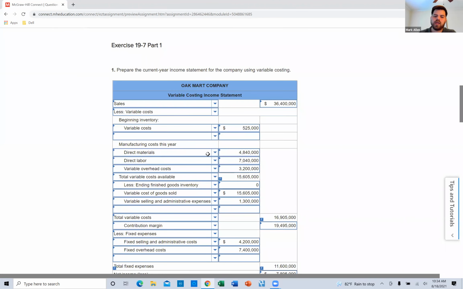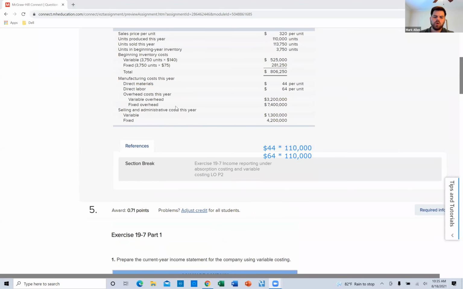And then of course they tell us we incurred some manufacturing costs this year. So for direct materials, they told us the per unit cost was $44. We'll take that 44 times the number of units that we actually produced this year, 110,000, and that's where the 4,840,000 comes from. For the 7,040,000, this is the $64 per unit times the 110,000, and that is 7,040,000. For the variable overhead, that piece is just given to us. It is $3.2 million, so that was nice.